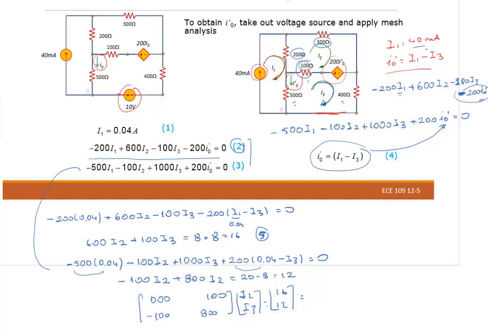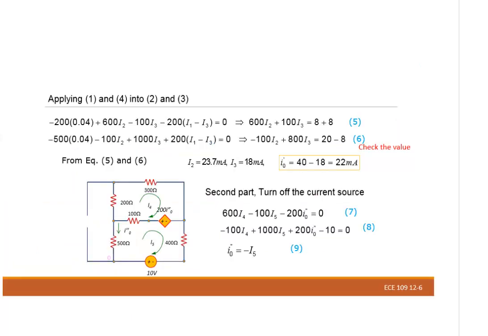Okay, next slide. If you go to the next slide, we have the same equations right there. This is equation 2, and this is the first equation. So I2 comes out to 23.7 milliamperes, and I3 comes out to 18 milliamperes. So I0 was equal to I1 minus I3, that's 40 minus 18, which gives you 22 milliamperes. Again, this is for only one source.